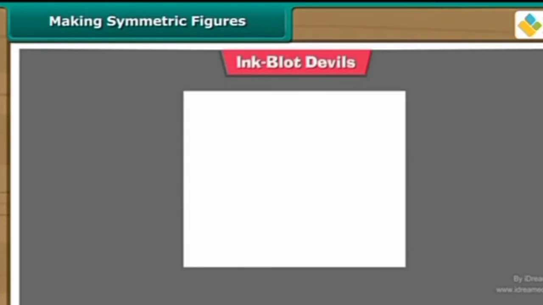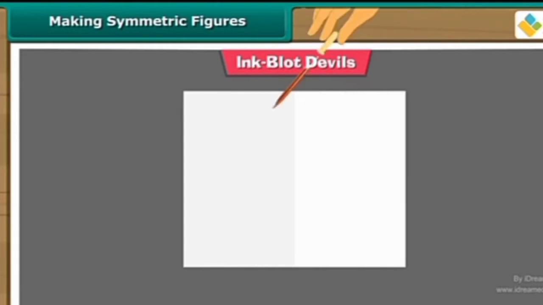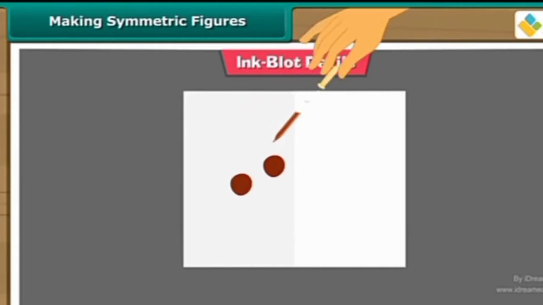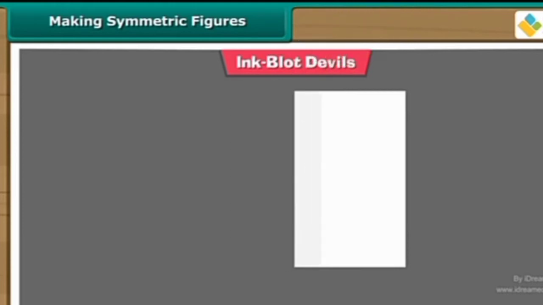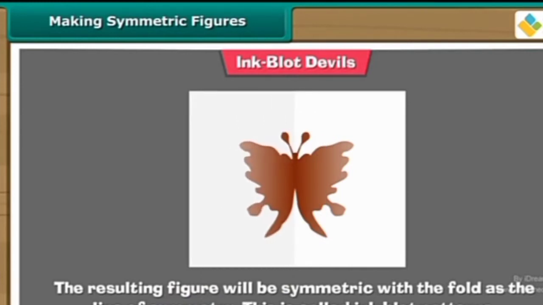Making symmetric figures, inkblot devils. Take a piece of paper. Fold it in half. Spill a few drops of ink on one half side. Now press the halves together. The resulting figure will be symmetric with the fold as the line of symmetry. This is called inkblot patterns.